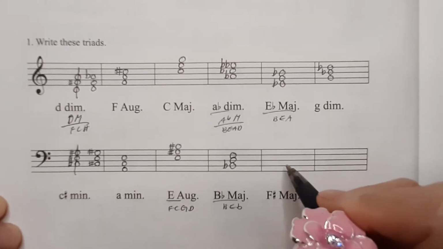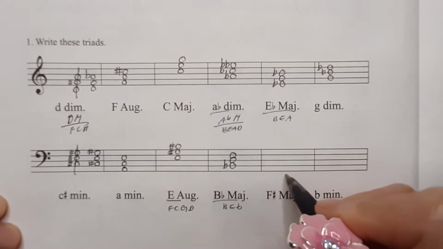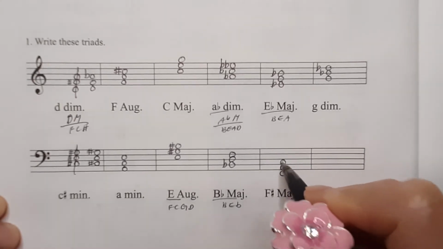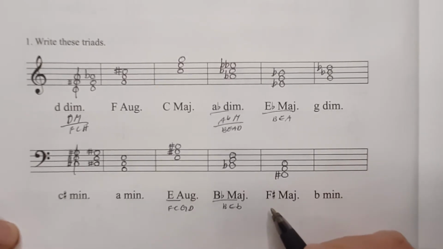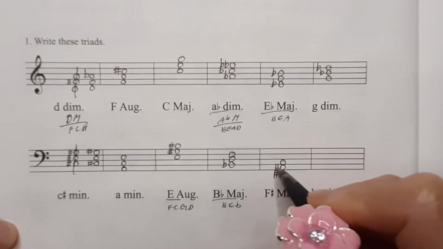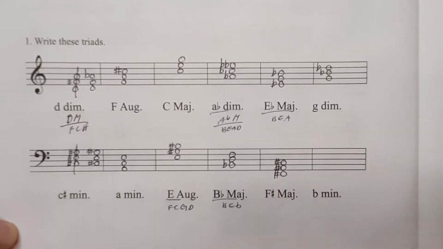Now F sharp major. Now this is bass clef, right? So it's F, A, and C, F sharp it. Now in the key of F sharp, there's 6 sharps. Everything except B, right? So sharp A, sharp C.